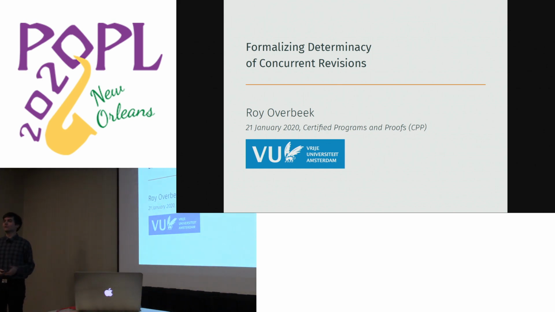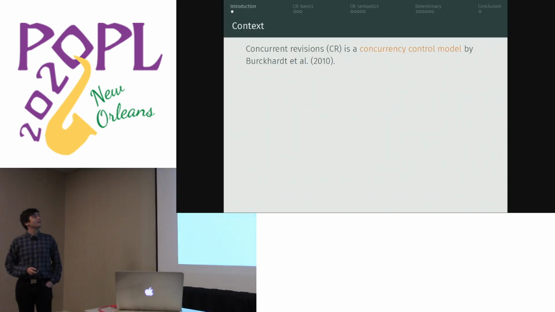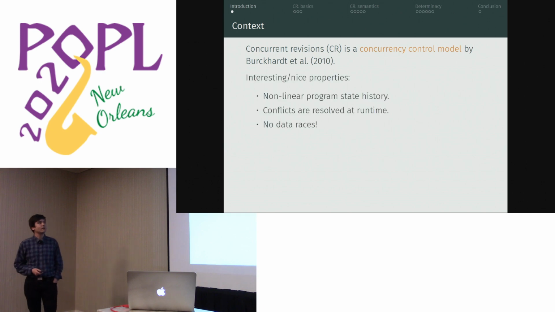Before I talk about my contribution, I think it'll be useful to provide some context. So concurrent revisions is a concurrency control model by Burckhardt and others. The first paper stems from about 2010, but there's some follow-up work on it as well. These kinds of models help you deal with concurrency. It has some nice high-level, interesting properties.